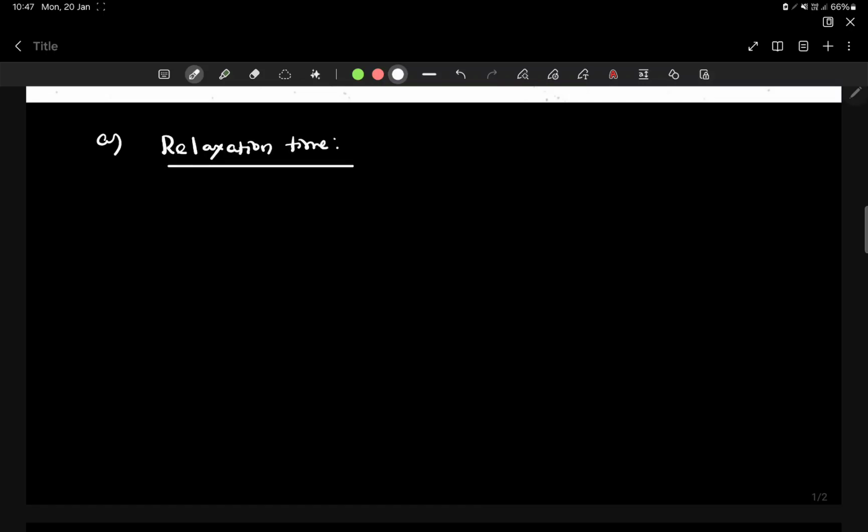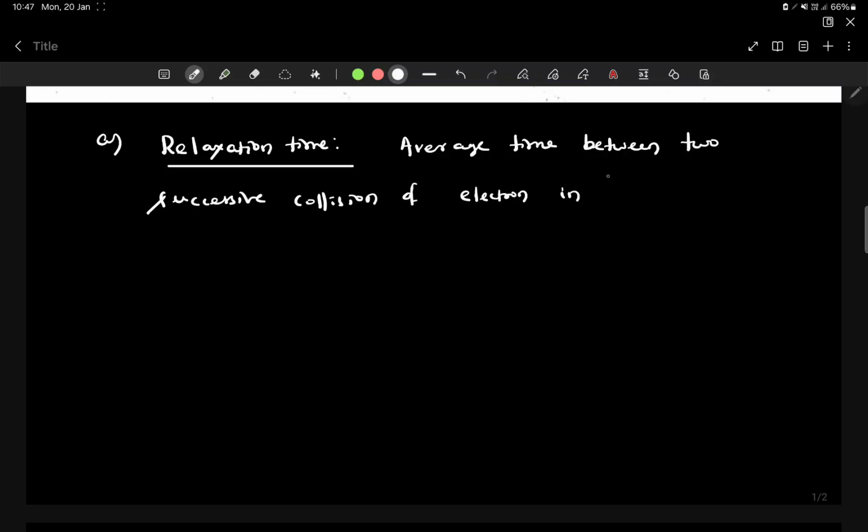So you all know that it is the average time between two successive collisions. Successive means consecutive. It is the average time interval between two successive collisions of an electron in presence of electric field. I hope it is clear to all of you. It is a direct question actually.